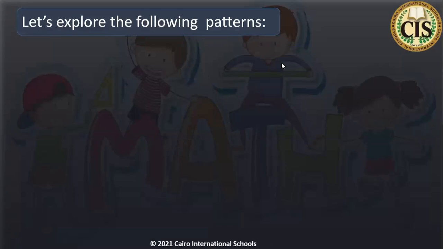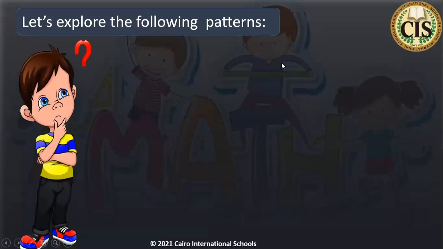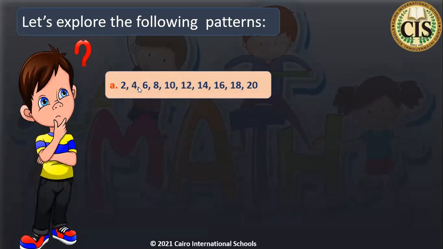Now let's explore the following patterns. Look carefully here at the following numbers: 2, 4, 6, 8, 10, 12, 14, 16, 18, and so on. What will we notice here? We will notice that each time we are adding 2. If I add 2 plus 2, the result equals 4. 4 plus 2, the result equals 6. 6 plus 2, the result equals 8. So each time we are adding a constant number or a fixed number, which is 2.